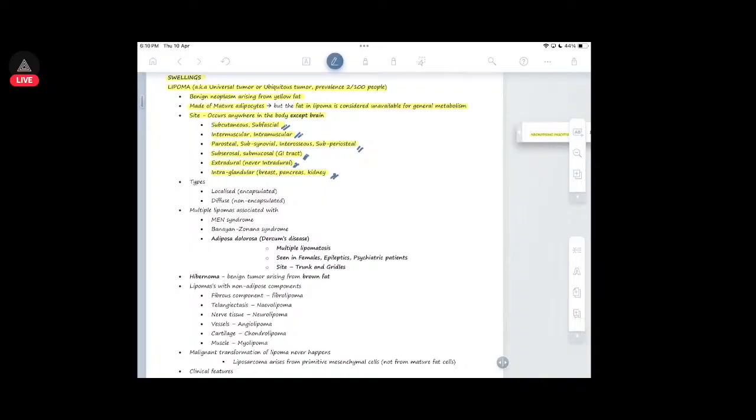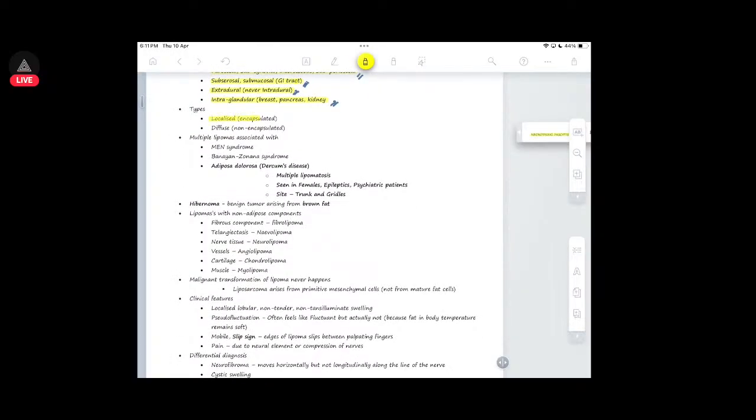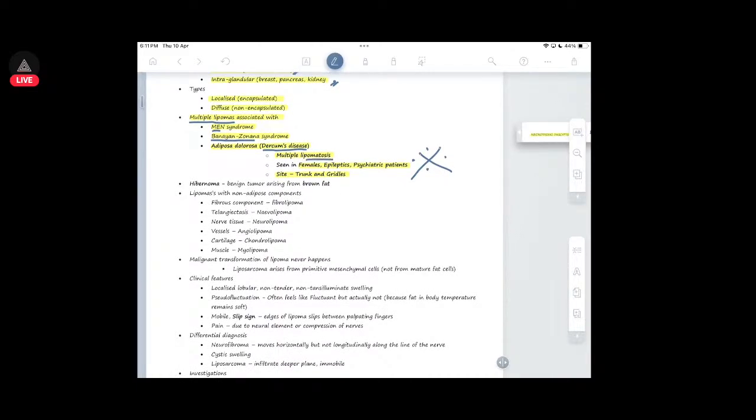Okay, fat in lipoma is unavailable, a benign neoplasm from yellow fat. Types: it may be localized, which is encapsulated, or diffuse, which is not encapsulated. Multiple lipomas are associated with MEN syndrome, Bannayan-Riley-Ruvalcaba syndrome, and adiposis dolorosa, which is Dercum's disease. You don't really need to remember the first two, but Dercum's disease you have to remember: multiple lipomatosis in female epileptic or psychiatric patients, in the trunk and girdles.